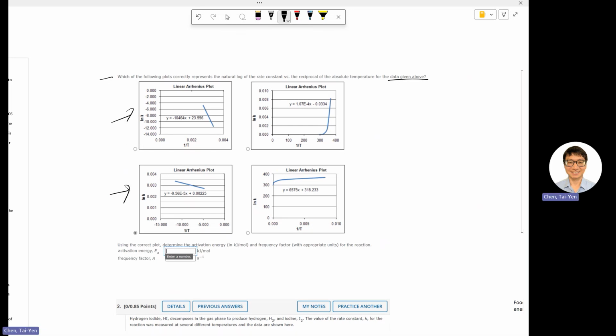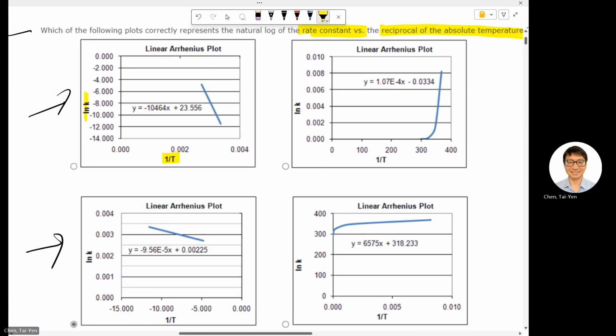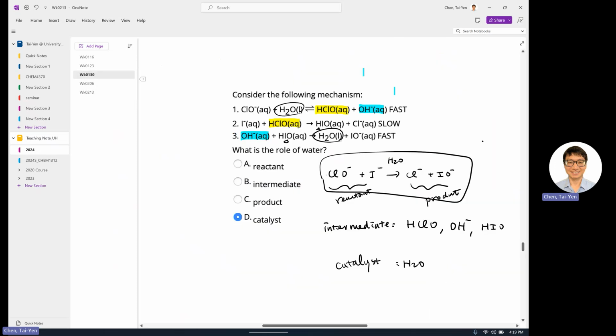So how do I know this? What are the keywords here? Rate constant, and 1/T, right? You can see all these plots have natural log k and 1/T. This is a question for chapter 11, right? So I'm going to tell you how I can decipher all these things quickly.